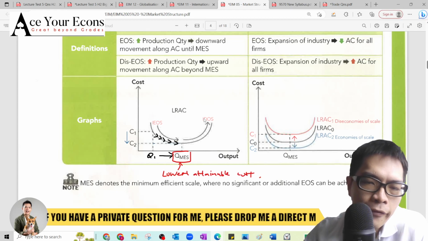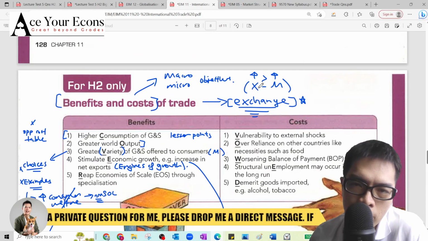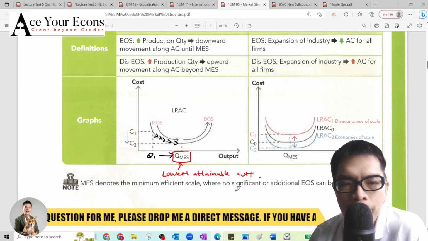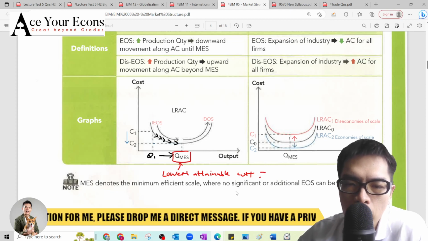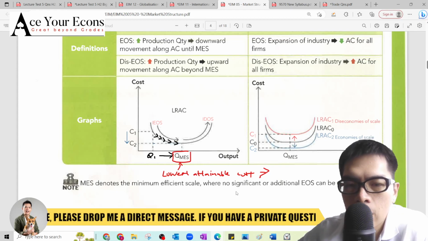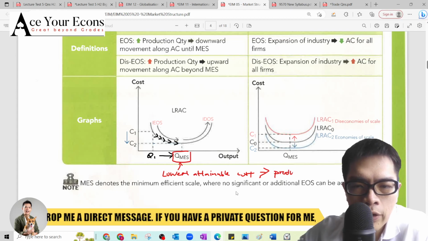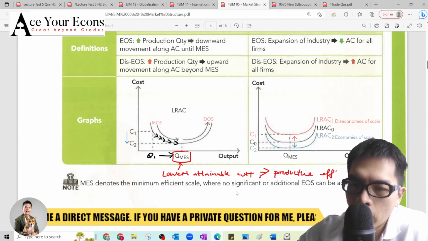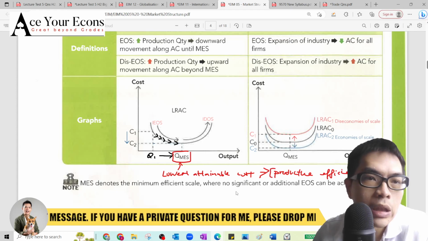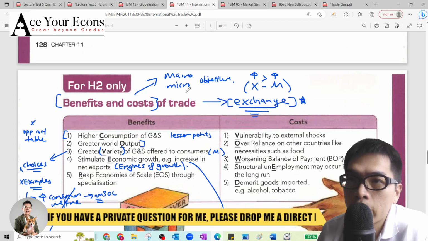And remember, the emphasis of all the points here must relate to micro and macro objectives. If you merely tell me cost saving, that is not good enough. You will want to go further and tell me what is the significance of producing at the minimum point. The significance of producing at the minimum point will be productive efficiency. This is your end goal, and you want to tie in with the benefits down here. Micro objectives.